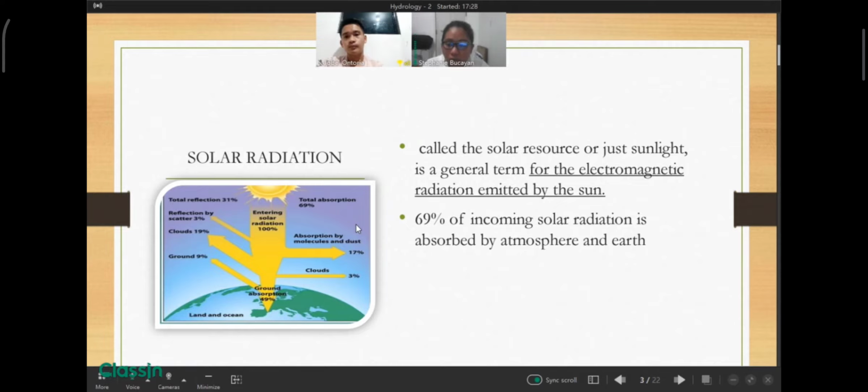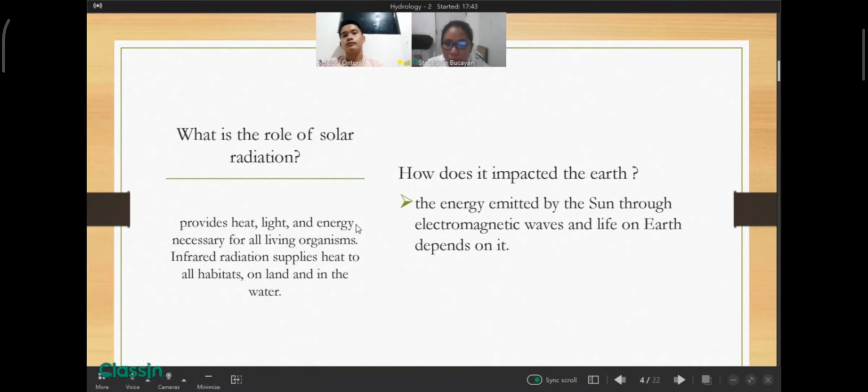The role of solar radiation is that without it, Earth's surface would be about 32 degrees colder. Solar radiation provides the necessary heat and light for life on Earth. What's the role of solar radiation? It also provides heat, light, and energy necessary for all living organisms. Infrared radiation supplies heat to all inhabitants on land and in the water. So how does solar radiation impact the Earth?